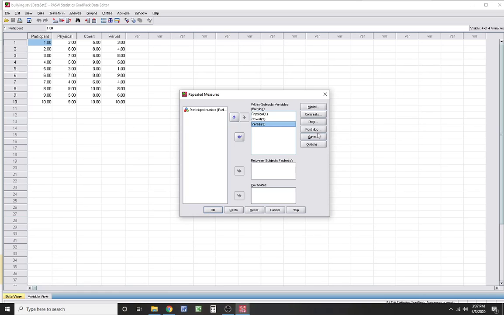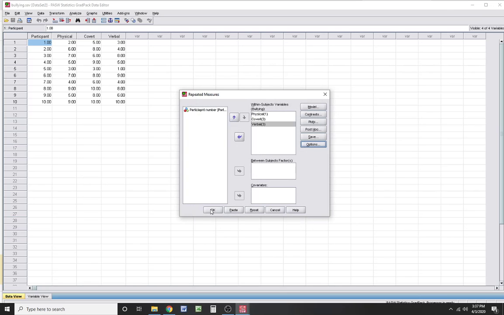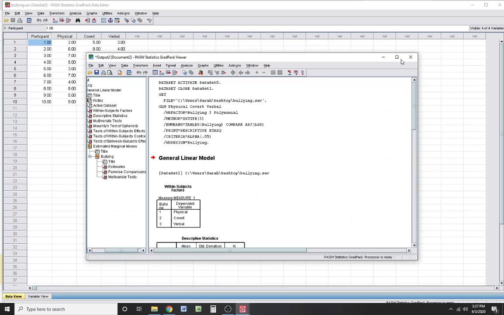The only thing over here you need to worry about is the options. Remember, we want our descriptives and our estimates. Now we'll go ahead and ask for our post hocs, even though we don't know if we need them yet or not, because it's better to have them than to not. So we say we want to look at them for bullying, and we want to compare main effects. There are only 3 options here, so we'll stick with LSD. Continue, and OK.